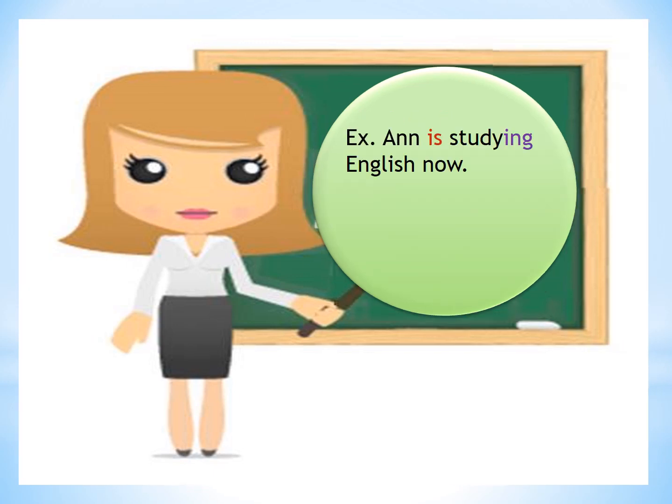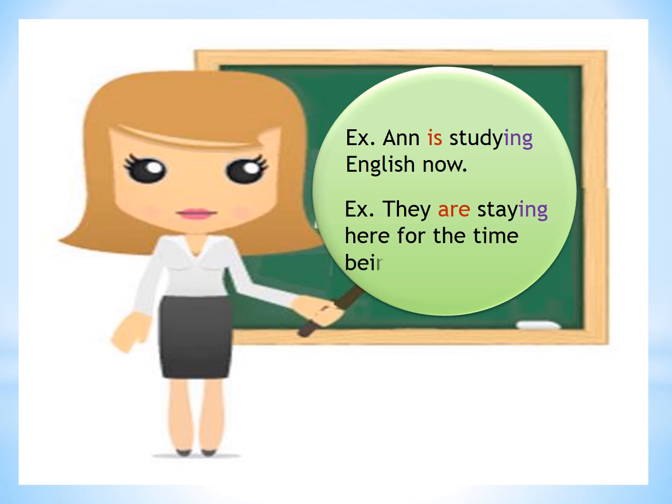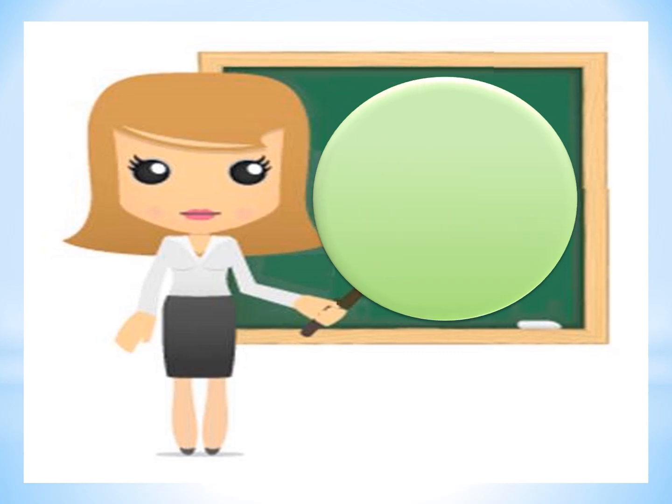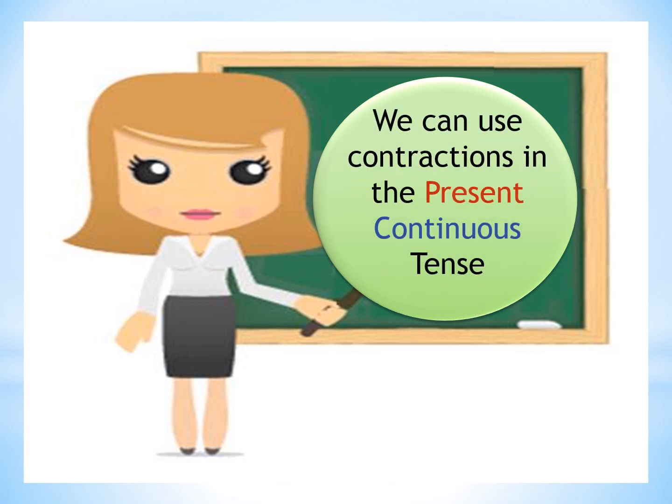For example, we can say Anne is studying English now, and we can say they are staying here for the time being. As you can see, is is written in red. This is verb to be in the present. Studying is the main verb in the present participle. Are is verb to be in the present, and staying is the main verb in the present participle.